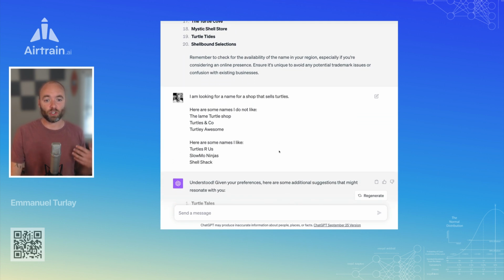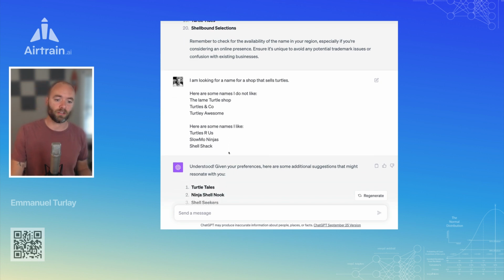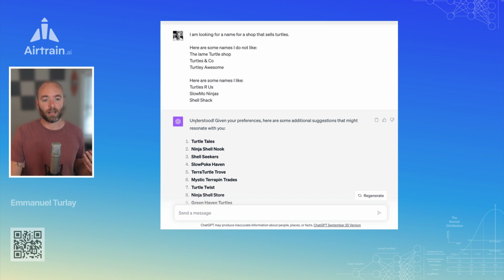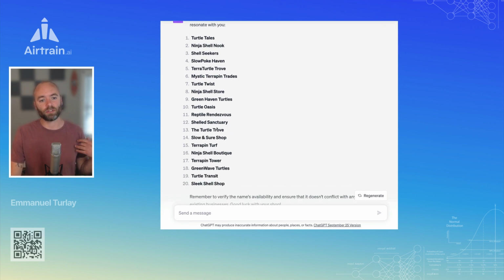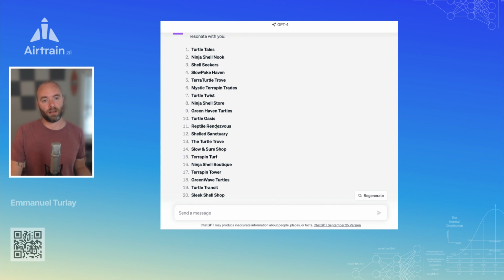Essentially, as part of your prompt, you have to give examples of what are good answers and examples of what are bad answers. So I rewrote the prompt: I am looking for a name for a shop that sells turtles, and here's a list of examples of names that I do not like, the Lame Turtle Shop, and so on. And here are some names that I like, Turtles R Us, Slow Mo Ninjas, and so on. And so GPT-4 in this case understands what is good for me and what is bad on my own grading scale, if you will, and will output names that are more in tune with the examples that I gave. Obviously, this is a very dumb, basic example, but you get the idea.